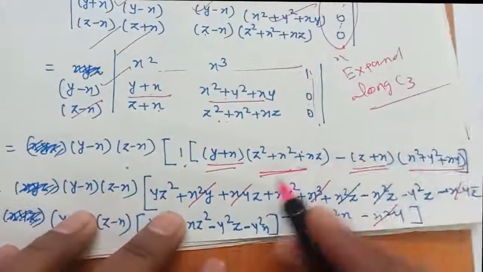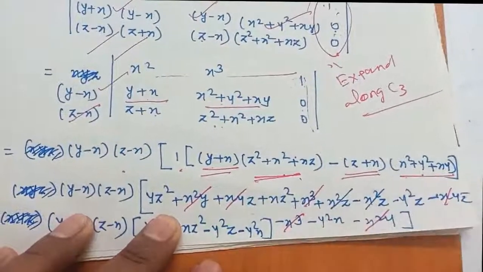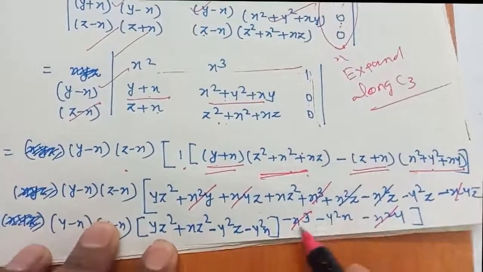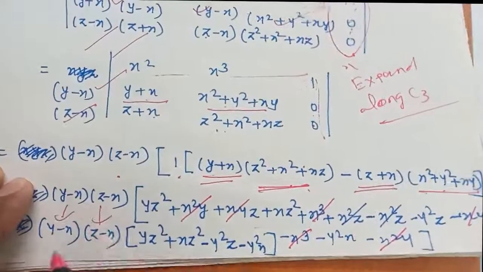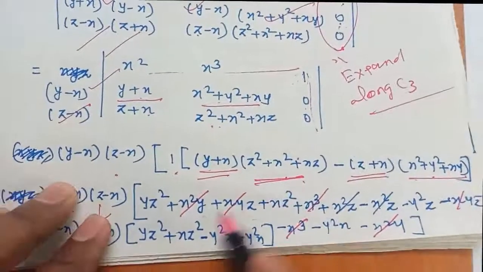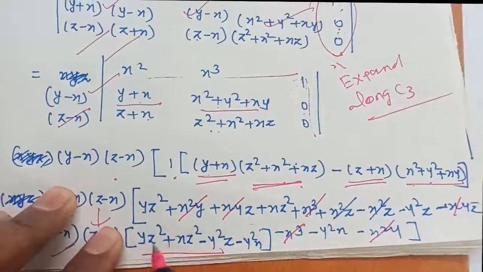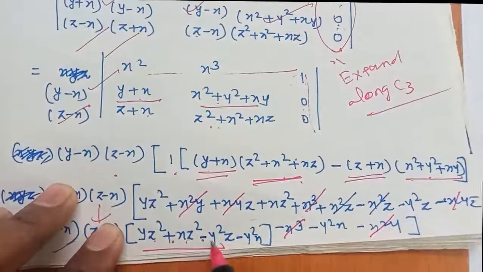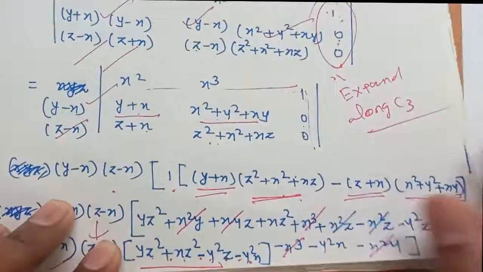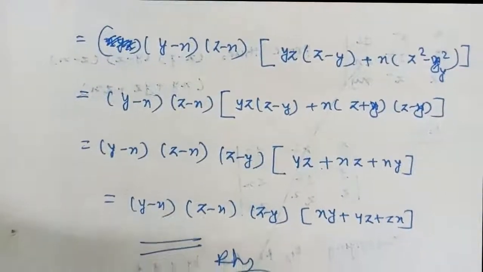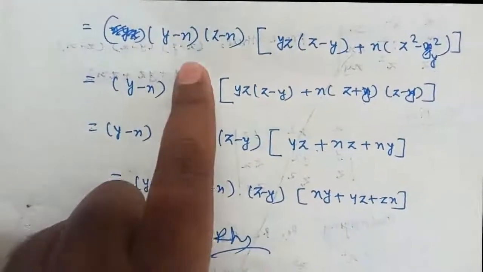So just multiply this, and all these elements cancel. After cancelling everything, ultimately you get y minus x as it is, z minus x as it is, and after cancelling we will get yz square plus xz square minus y square z minus y square x. This is what you will get. So once you get this, we'll simplify further, and this is as it is.